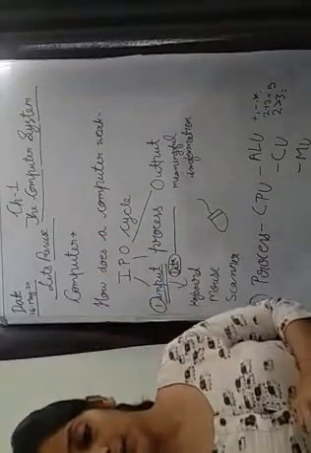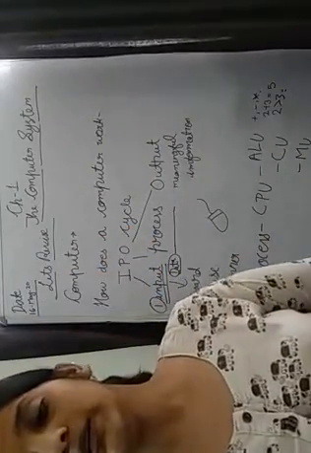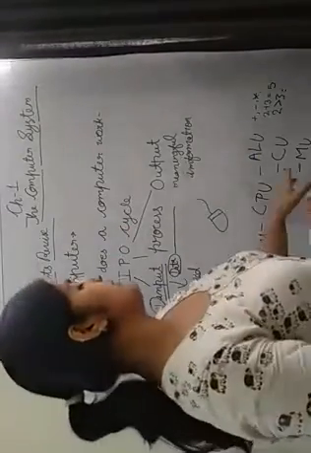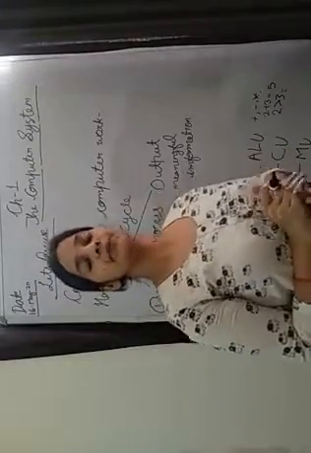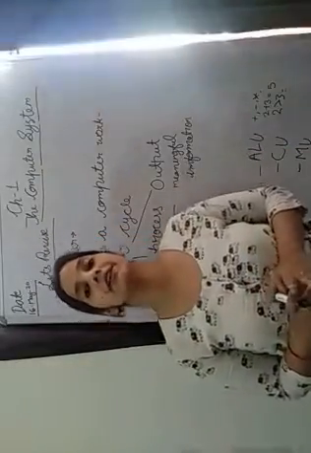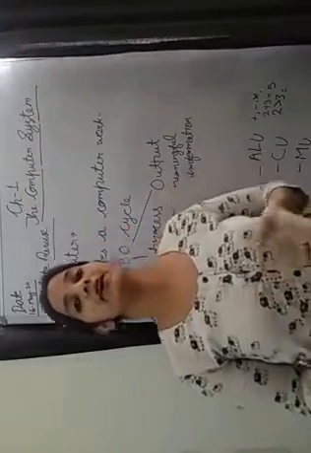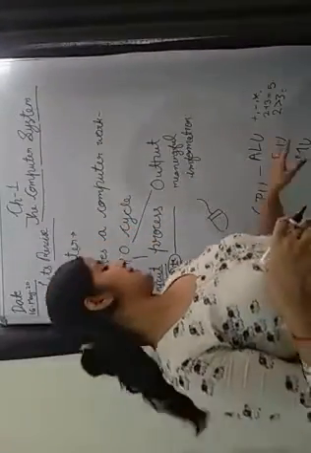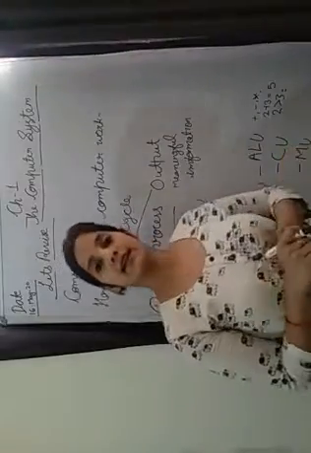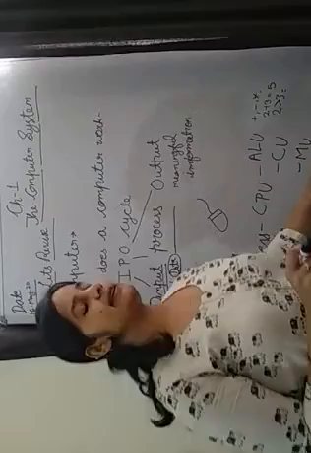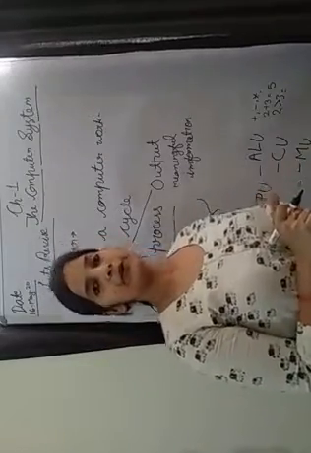Now the control unit. The control unit coordinates between all the parts of the CPU. What does the control unit do? It establishes the coordination between all parts of the CPU. Means at what time which part has to work, whose work is all this? The CPU's control unit. Then there is MU, the memory unit.